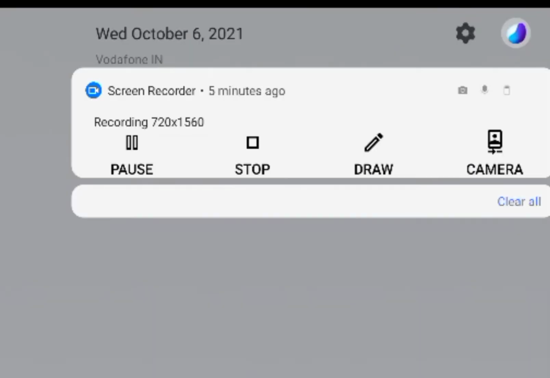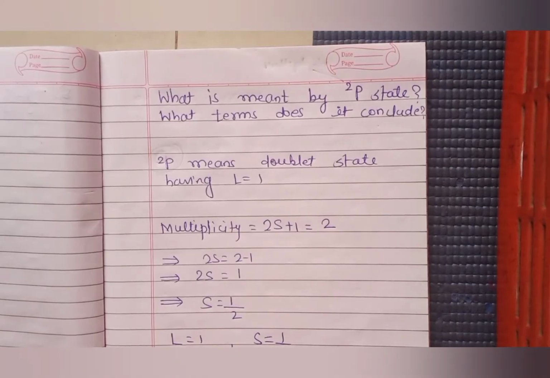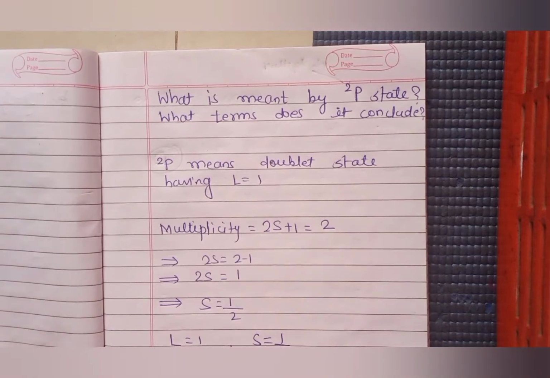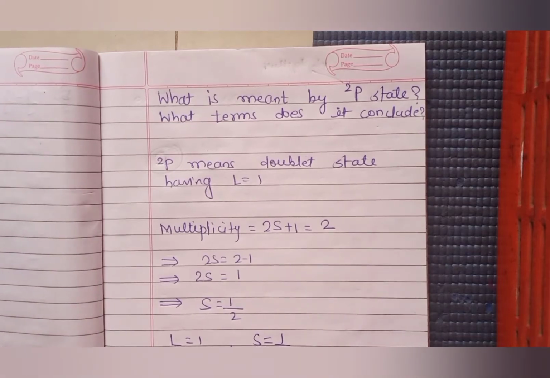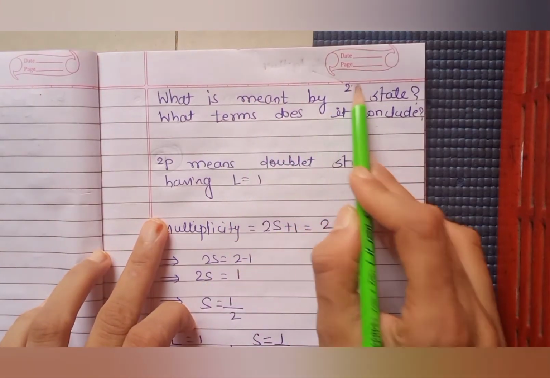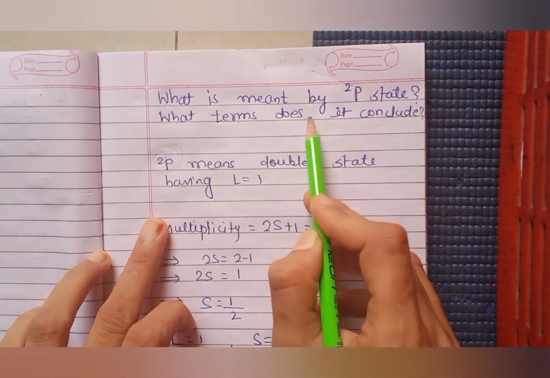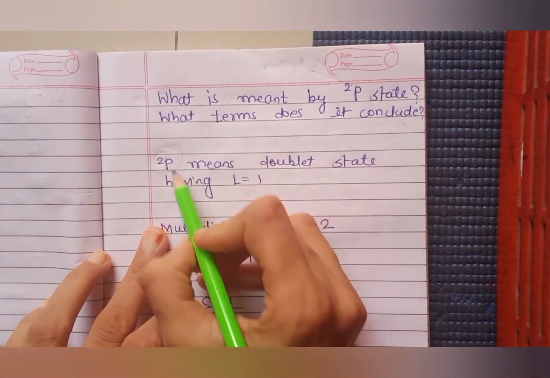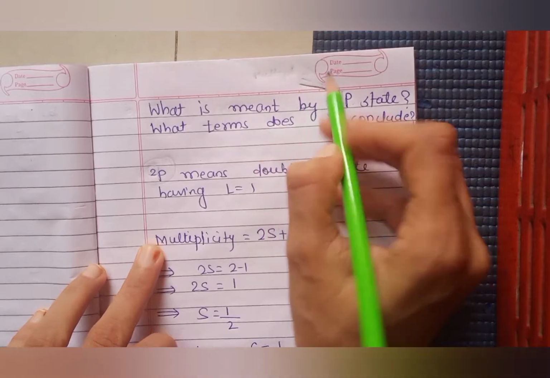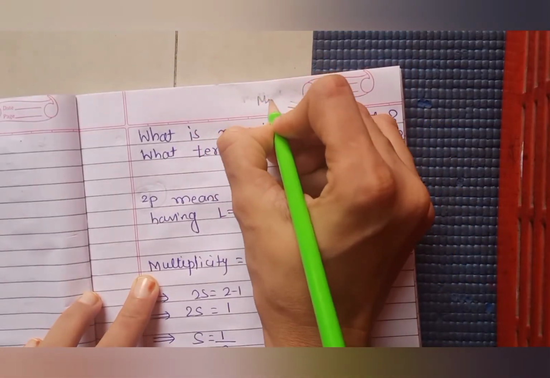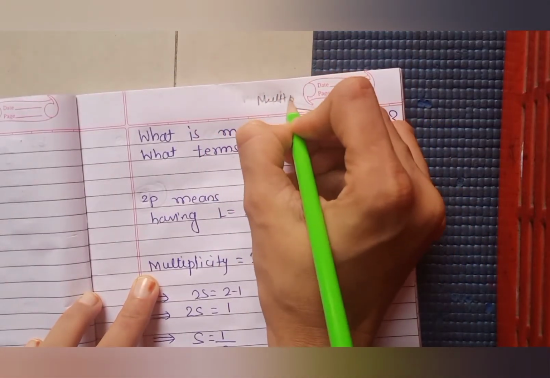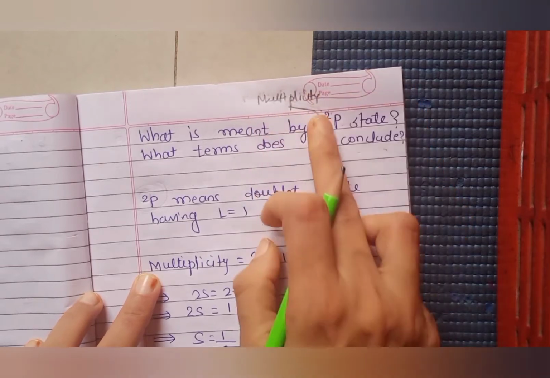So let's solve. Hello, so now let us start solving the problems related to term symbols, multiplicity and J values so that you will understand the whole concept. Now what is meant by 2p state? What terms does it include? So in 2p, the superscript always tells about the multiplicity. The superscript gives you multiplicity.